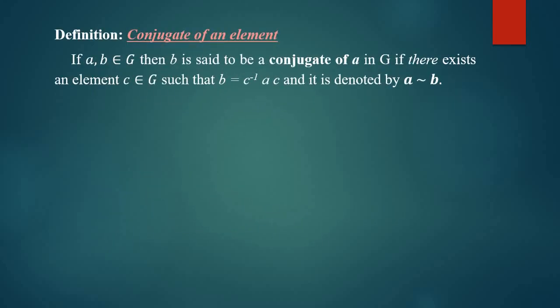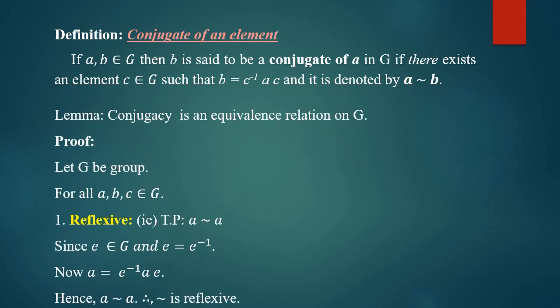The first definition of this session is conjugate of an element. If a is in G, then we say b is conjugate to a in G if it satisfies the condition b equals c inverse a c, where c is in G. This conjugate of an element is denoted by a tilde b. The tilde symbol denotes conjugacy.